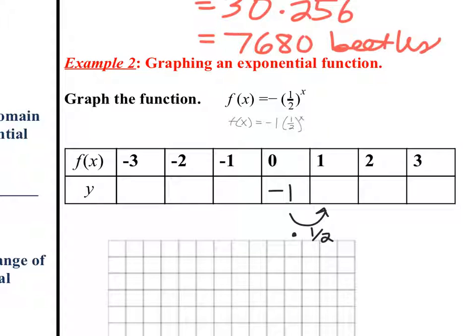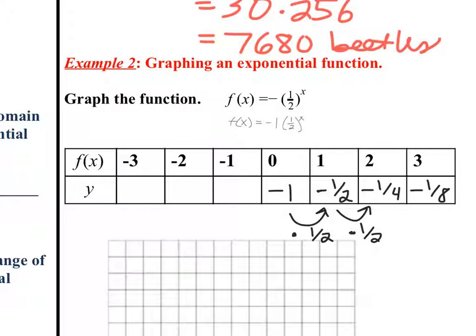Or think about that as the same thing as dividing by 2, but when we're doing exponential functions, we don't say we're dividing, we multiply by a fraction. So negative 1 times 1/2, what would that be? Negative 0.5 or negative 1/2? I'm going to go ahead and use fractions. And then if you multiply by 1/2 again, it'd be what? What's 1/2 times 1/2? 1/4. So negative 1/4. And then 1/4 times 1/2 would be 1/8.